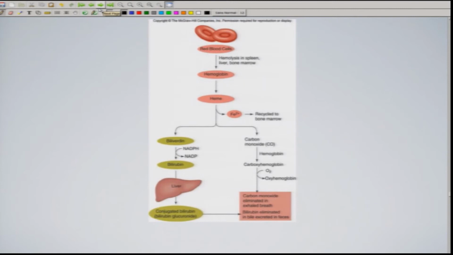Now talking about the red blood cells, this is how some of the reactions take place. Red blood cells are hemolyzed in the spleen and liver and the bone marrow, forming hemoglobin. From hemoglobin, the heme moiety is removed from the iron. So it's something like this.